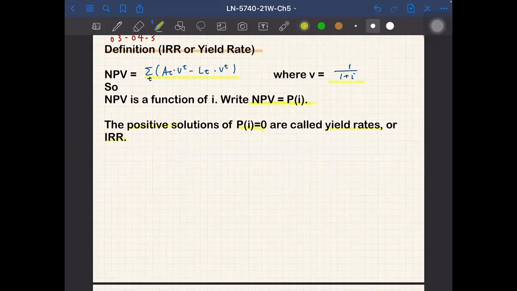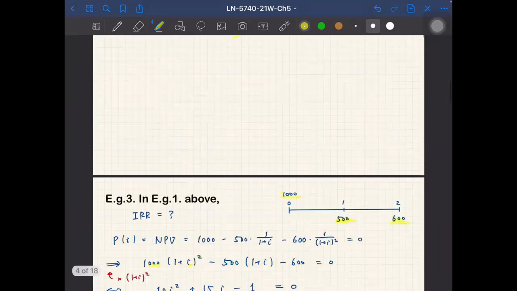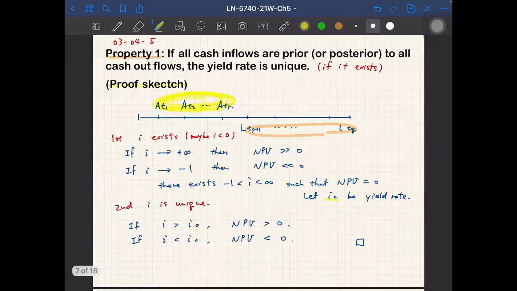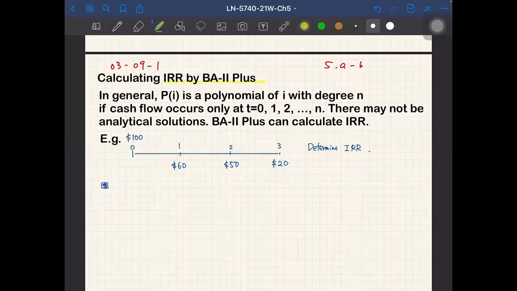So if we want to calculate the internal rate of return, we have to solve NPV(i) equal to 0. But this is in general a high degree polynomial of i. So we cannot solve it analytically. So we have to use the BA II Plus. Yeah, so here is then an example.